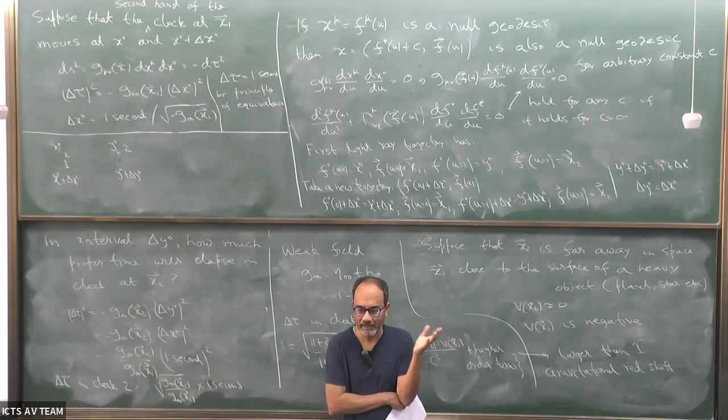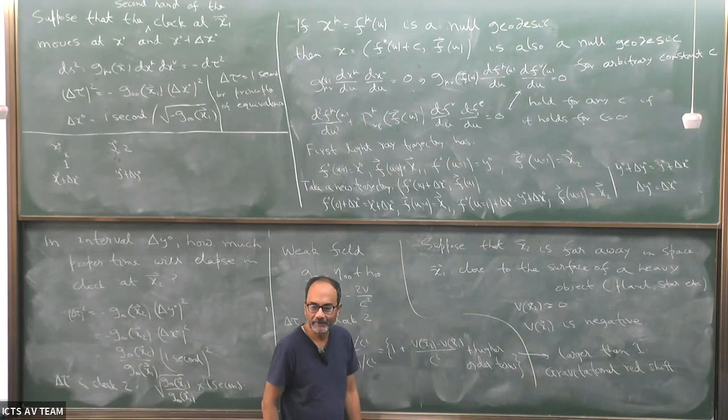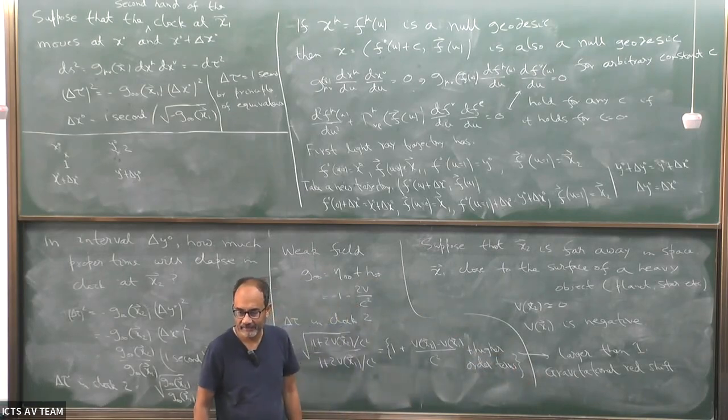Even though it looks like a very abstract object, 1 over c square, how will you detect this? But it is important in precision experiments.